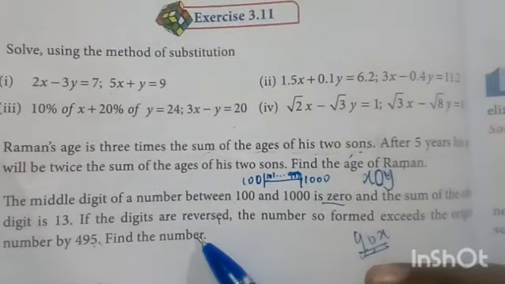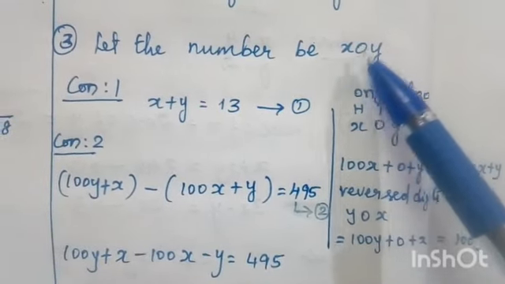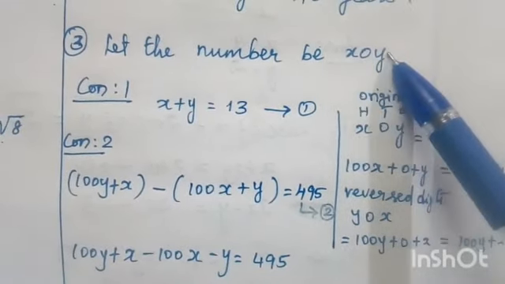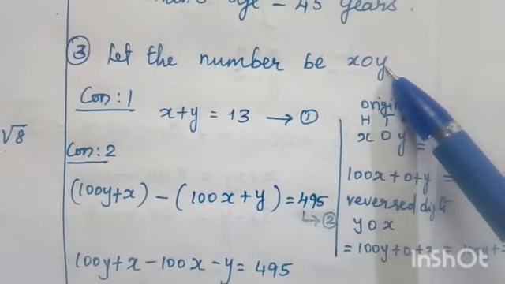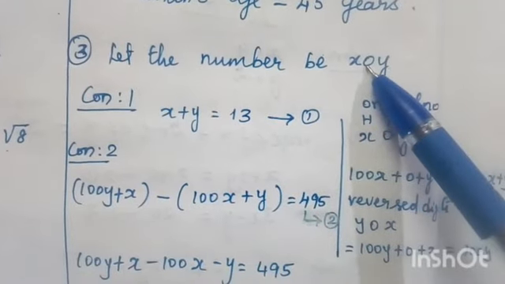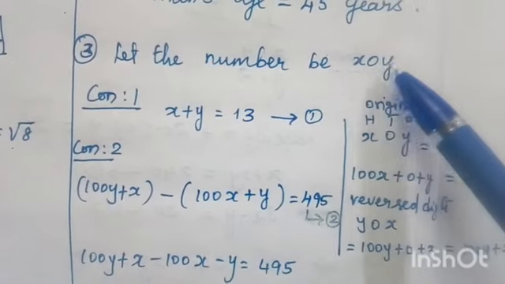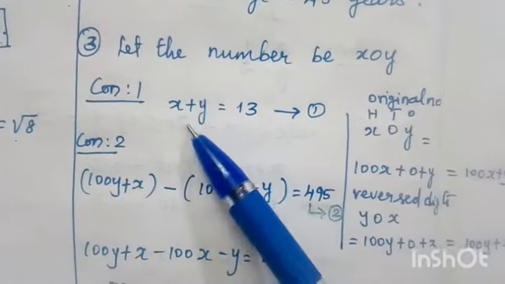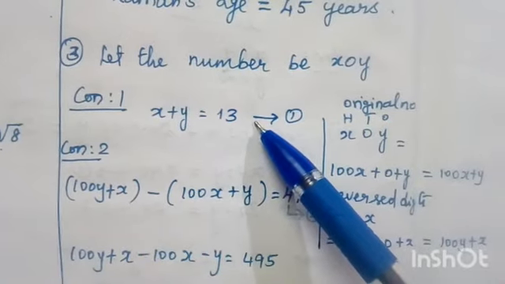Students, listen carefully. Let the number be x 0 y, not o 0. First digit is x, middle digit is 0, the last digit is y. The first condition given: the middle digit is 0, and the other two digits sum to 13. So the other two digits are x and y, so x plus y equals 13. This is condition number 1.